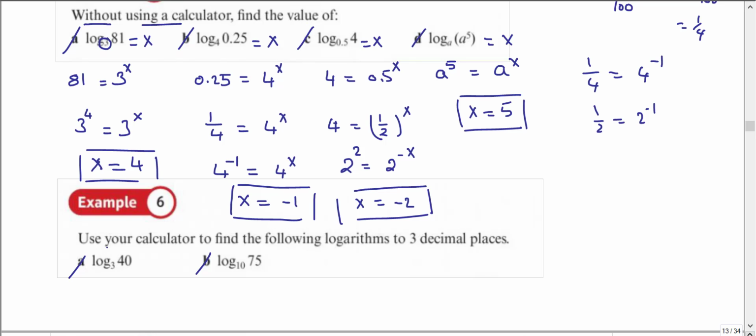Do this on the calculator. Use your calculator to find the following logarithms to 3 decimal places. Do it. Okay, I find these on my calculator.